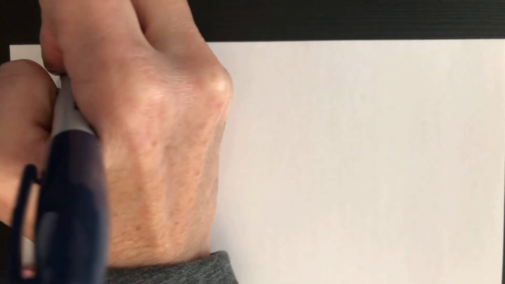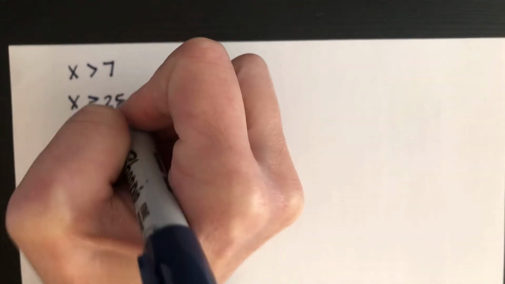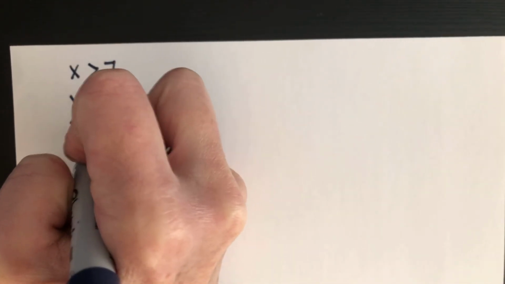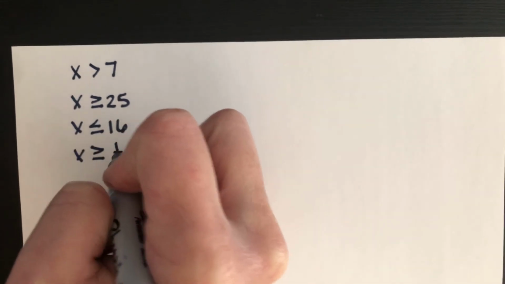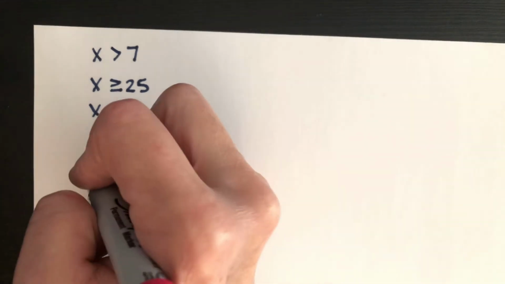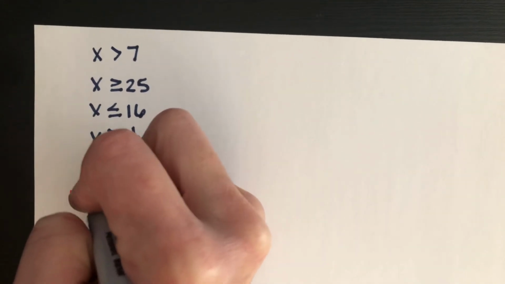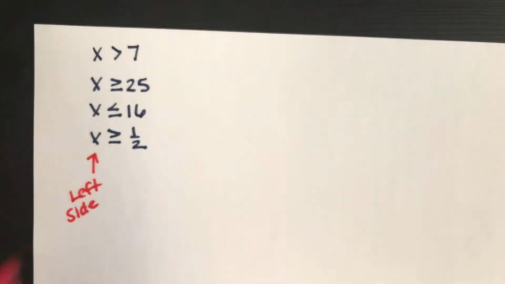There's more, okay? So let's see. So we've had x was greater than 7. We had x is greater than or equal to 25. We had x is less than or equal to 16. And we had x is greater than or equal to 1/2. You will notice that the variable was on the left side of the inequality symbol, right? It's all on the left side.